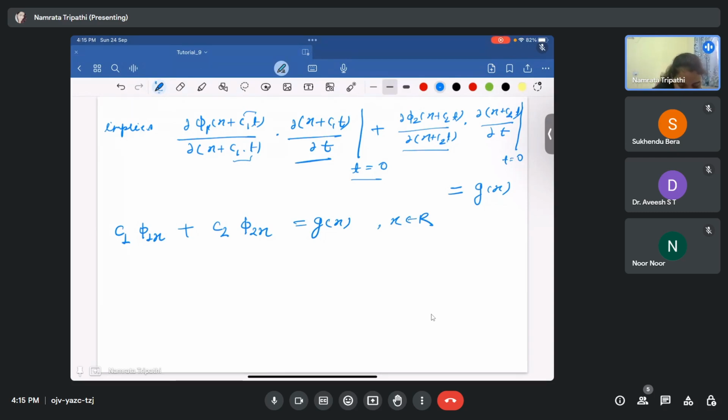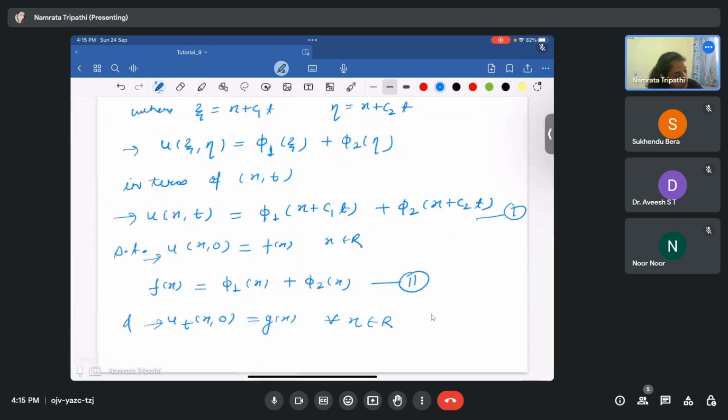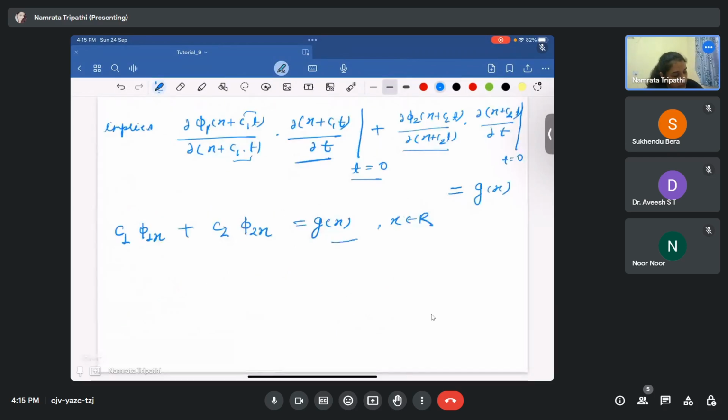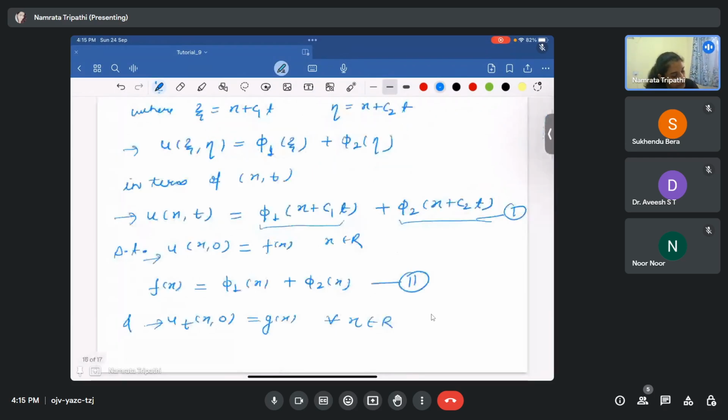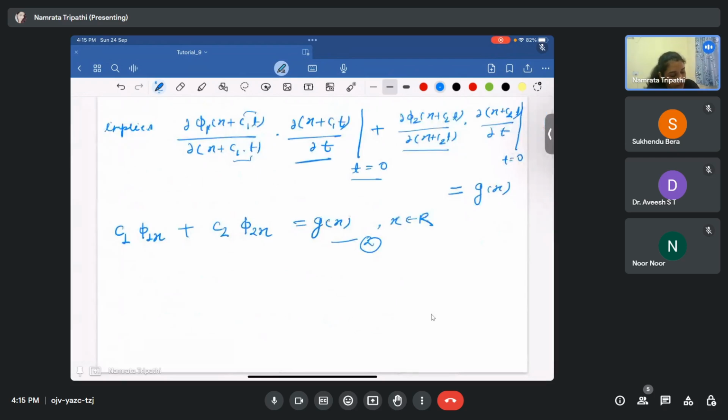So our goal is to find the solution u of x comma t, which is a function of phi 1 of x plus c1t and phi 2. So we have to calculate phi 1 and phi 2, then we can substitute and get the value of u of x comma t. Fine. We have two equations, 1 and 2, and we have to find the values of phi 1 and phi 2, but here phi 1 and phi 2 appear as derivatives. So can we integrate?